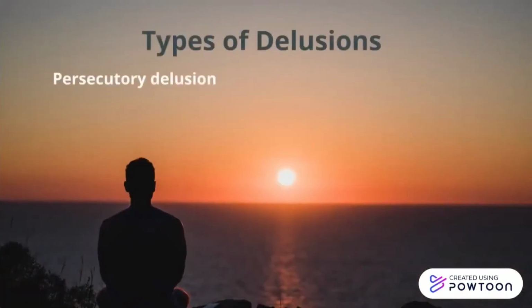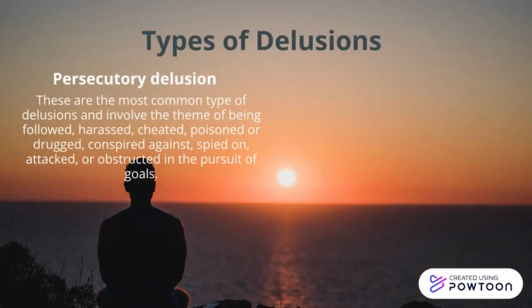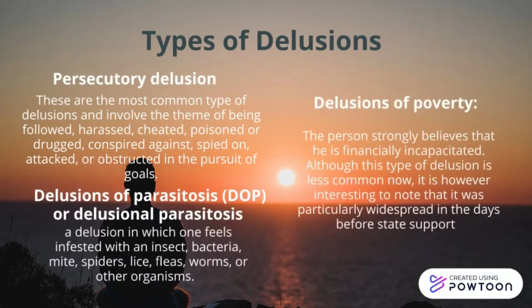Persecutory delusion. These are the most common type of delusions and involve the theme of being followed, harassed, cheated, poisoned, or drugged, conspired against, spied on, attacked, or obstructed in the pursuit of goals. Next is delusions of poverty. The person strongly believes that he is financially incapacitated, although this type of delusion is less common now. It is, however, interesting to note that it was particularly widespread in the days before state support.